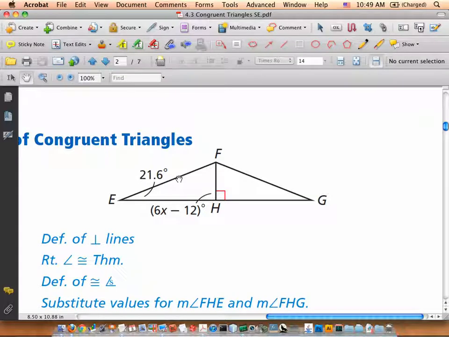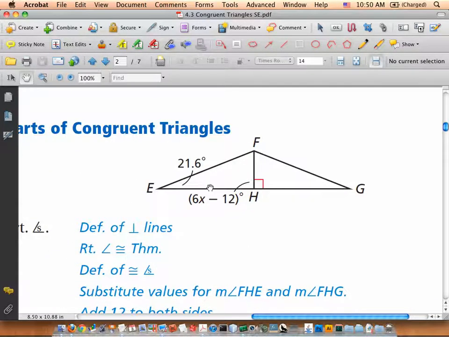And so when you take 90 minus 21.6, what do we get? We get 68.4, right? So this angle here has to equal 68.4 degrees. Does that make logical sense? Yeah. Okay. And that is always true, 100%.